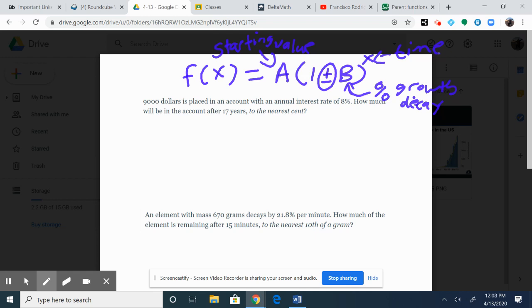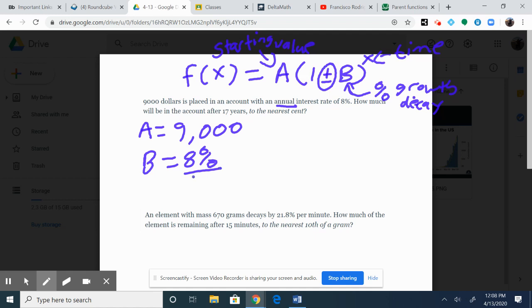So let's look at the first problem, which tells us that we have $9,000 in an account with an interest rate of 8%. How much will be in the account after 17 years? Now, annual tells us that that's how much our interest rate is a year. So we have a starting value, which is 9,000, and we have a rate or a percentage, which is 8%.